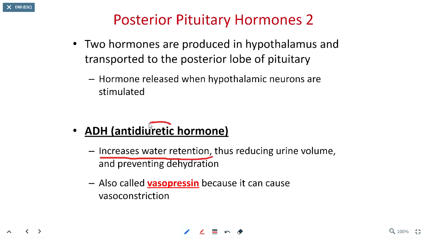When we think of a diuretic, it is a hormone that typically is going to cause people to urinate. Caffeine is my favorite diuretic. It's one of my favorite chemicals of all time. I enjoy drinking coffee, black coffee.